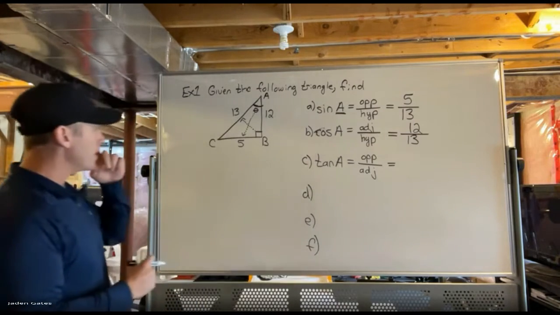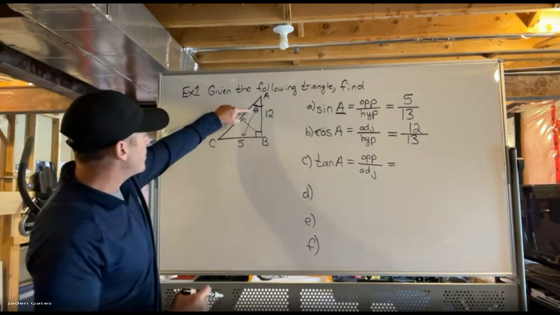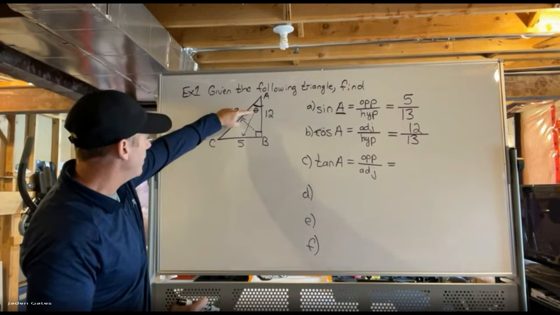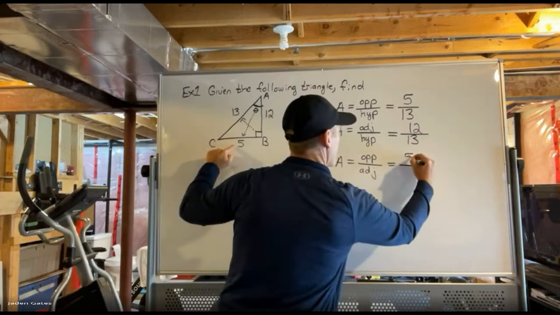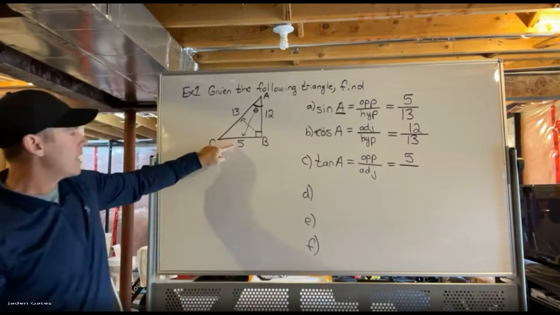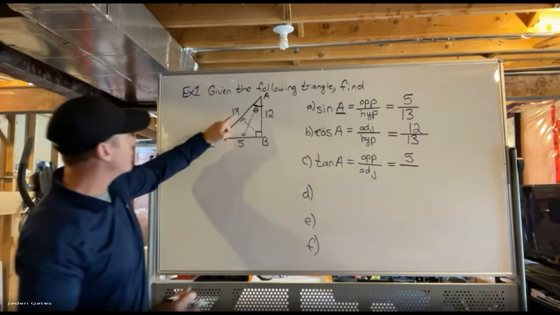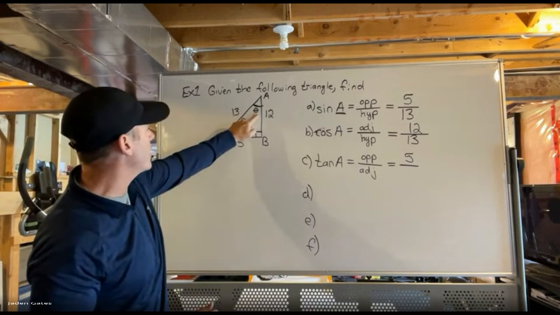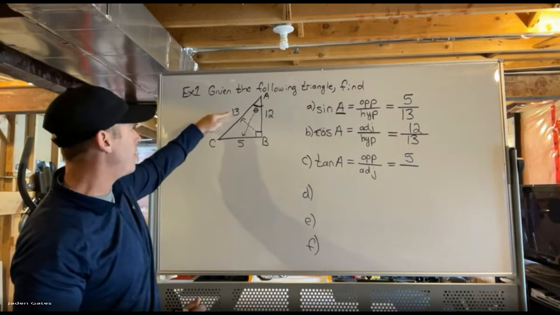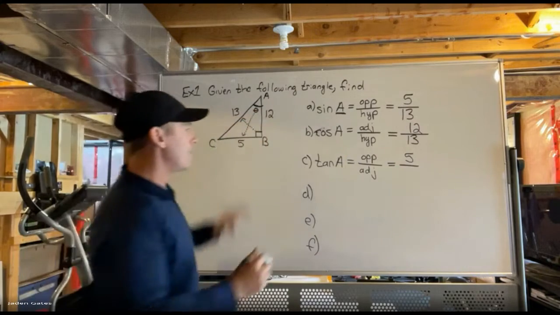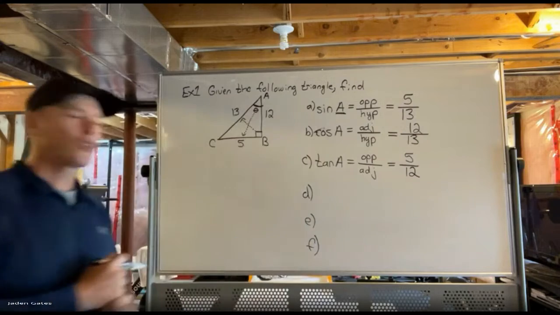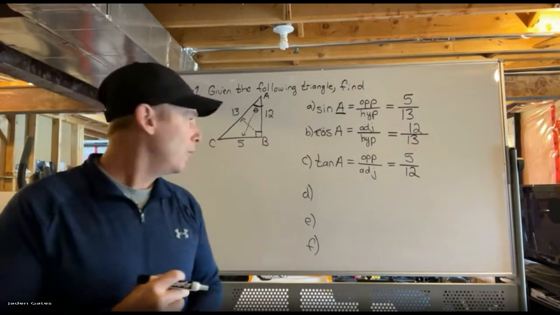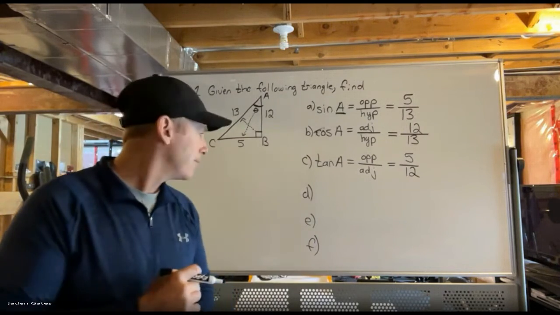Well, again, I look at my diagram. The opposite is across from the angle we're looking at. That's a 5. All right, the adjacent. Well, we looked at that already, the side beside our angle. I already know my 13 is my hypotenuse, so my 12, again, is my adjacent. And so my tan A ratio is 5 divided by 12.